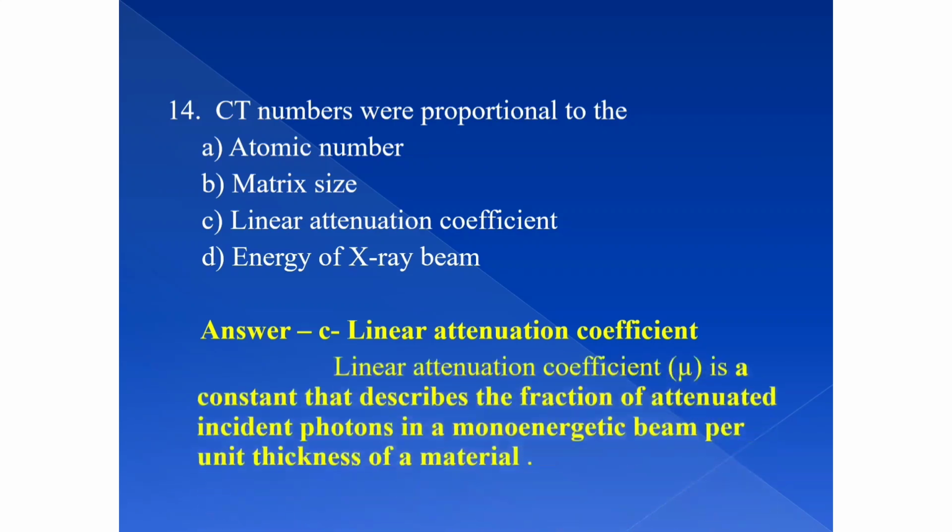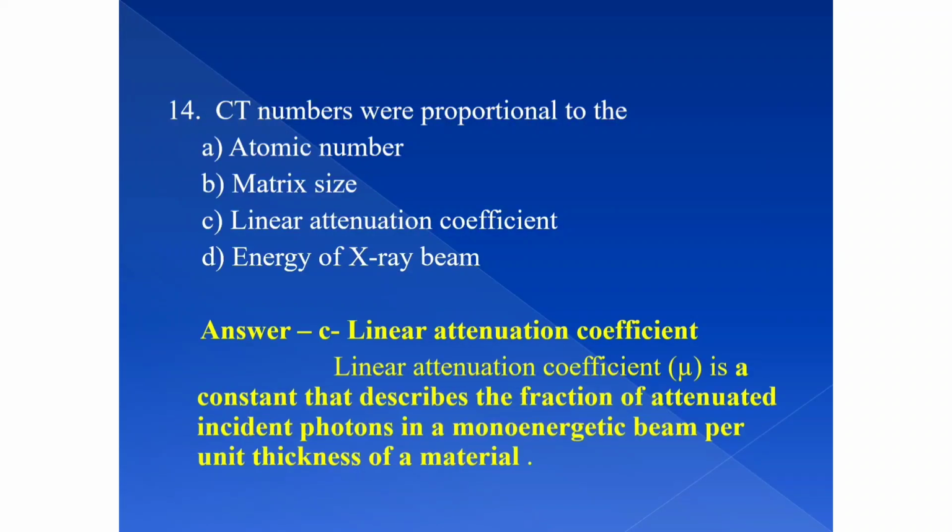So let's see the explanation. The linear attenuation coefficient mu is a constant that describes the fraction of attenuated incident photons in a monoenergetic beam per unit thickness of a material. You all know that CT is cross-sectional anatomy, and in CT we image a thickness of the area of interest. So the CT number corresponds to the linear attenuation coefficient.